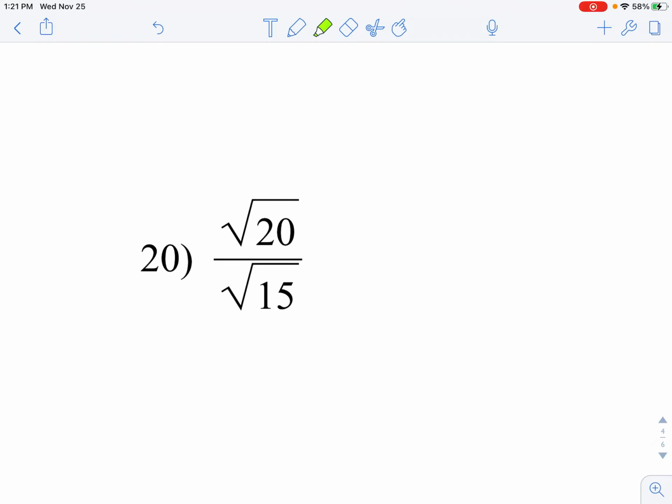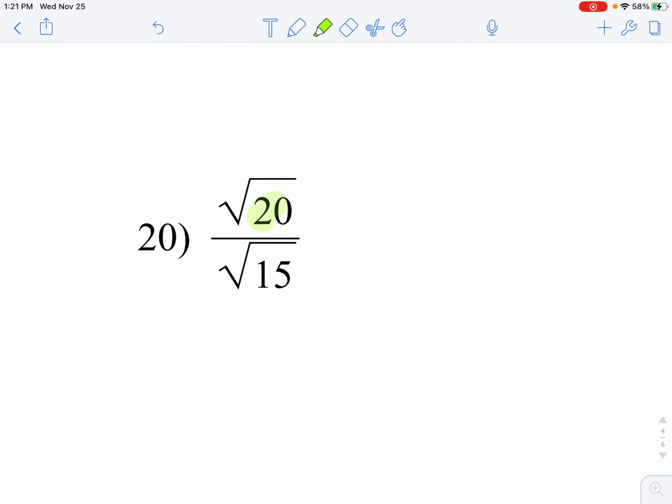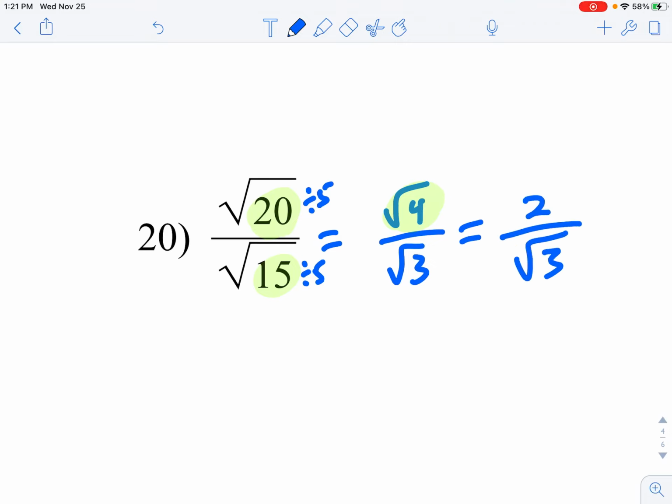All right, number 20. Same deal. We can reduce the 15 and the 20 before I start because they're both square roots. They're both radicals, if you want to use that word. So go ahead and do it. It makes it simpler. 20 over 15. Reduce them both by 5. We get square root of 4 over square root of 3. Furthermore, the square root of 4, easy. The square root of 4 is 2 over the square root of 3.